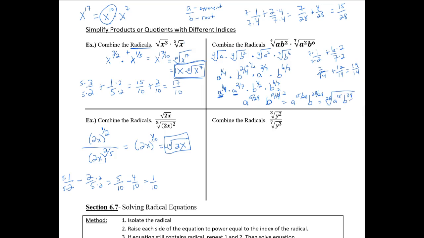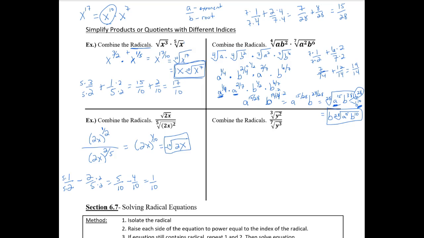So b to the 38th is the same thing as b to the 28th times b to the 10th, right? And those 28 I can take out. So one last step here, I have the 28th root of b to the 28th, which will just be b, and the 28th root of a to the 15th times b to the 10th left underneath that radical. And that's as far as you can go on that one.